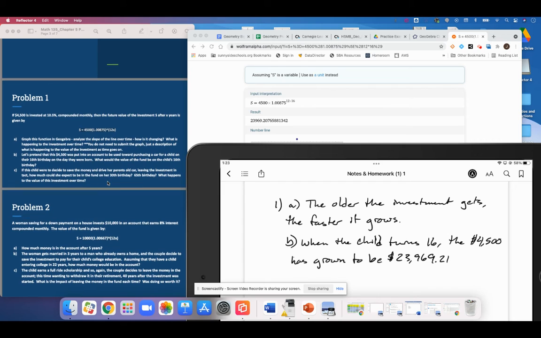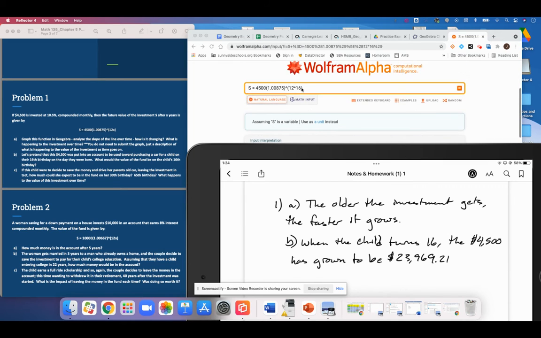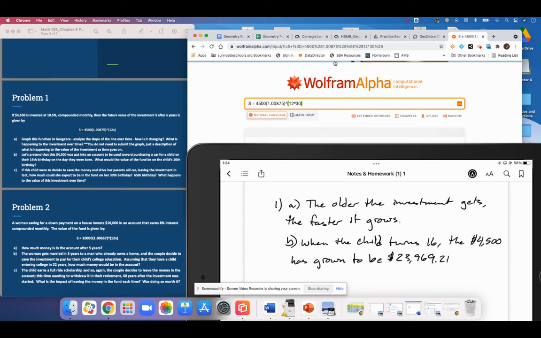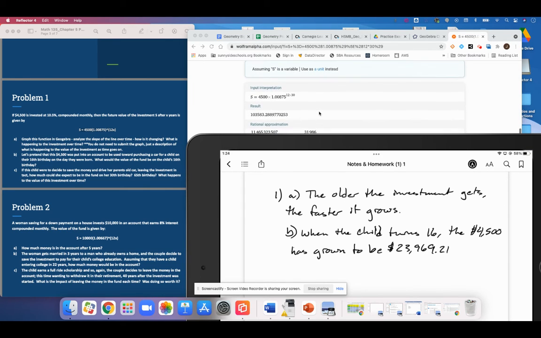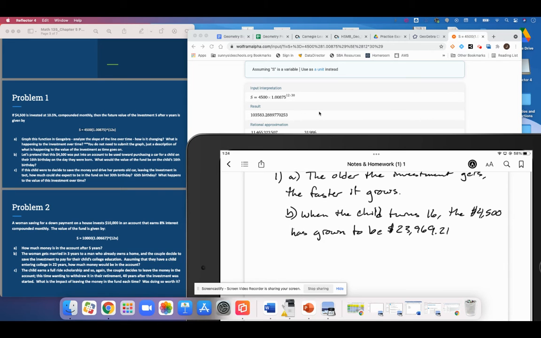If the child were to decide to save the money and drive her parents' old car, leaving the investment intact, how much would she expect to be in the fund on her 30th birthday? And how about her 65th birthday? What is happening to the value of this investment over time? And so let's go ahead and put 30 in here, everyone. And we will see that in 30 years, the value of the investment reaches $103,583, and that's enough to buy a decent little house.